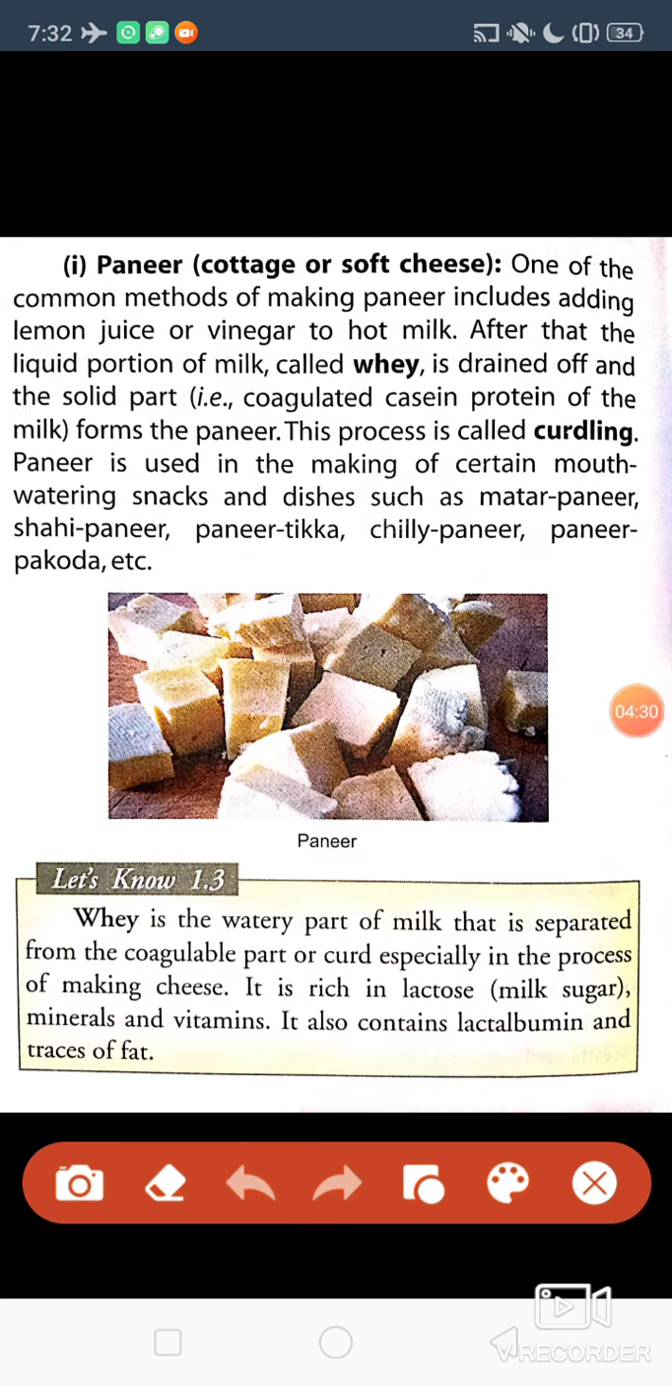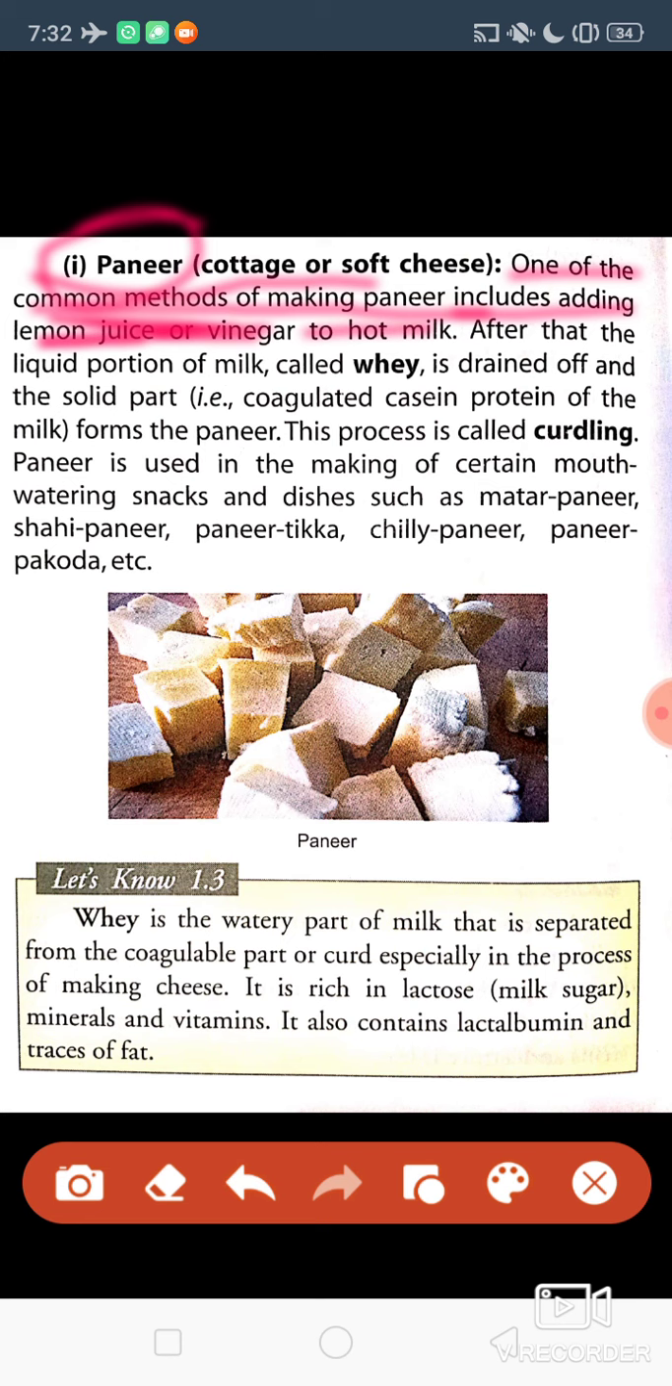Now here we'll study how paneer is prepared from milk. A few of you must be knowing about this. One of the common methods of making paneer includes adding lemon juice or vinegar to hot milk. So in the milk, what do we do? We add vinegar or lemon juice.